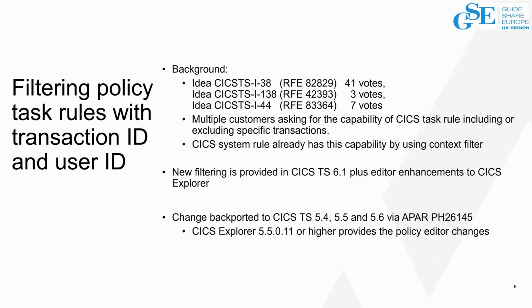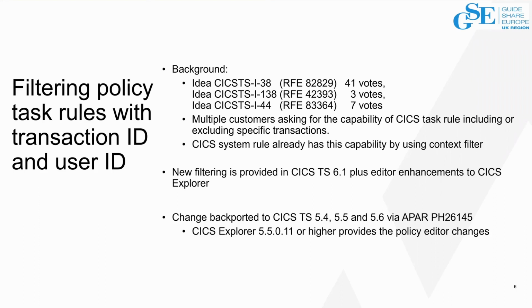So we've come up with a much easier way of doing that, using what's called a context filter. We already had the context filters for system rules that apply to the CICS system as a whole, but not for task rules. So we've introduced that capability. The new filtering, as you'll see in the next couple of slides, is provided via enhancements to the policy editor that comes with CICS Explorer.